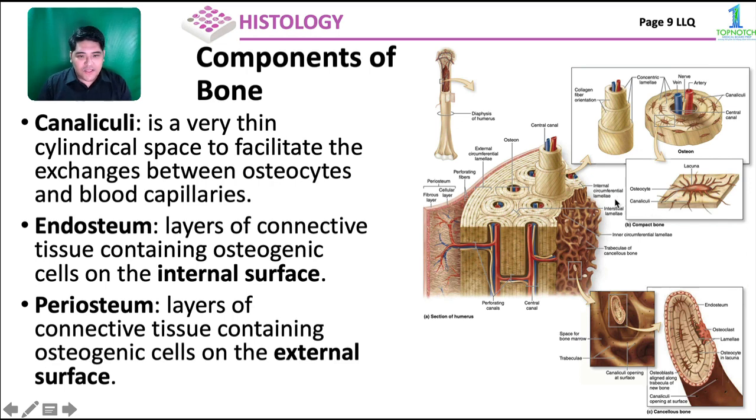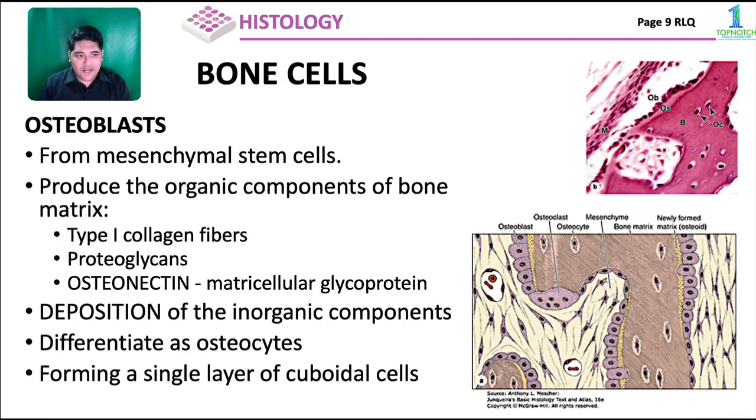Then you have your endosteum. Endosteum, layers of connective tissue on the internal surface. So, the internal surface of the bone, let's zoom in, this is your endosteum. Okay, and then the outer, external surface, is your periosteum. So important vocab: canaliculi, endosteum inside, periosteum externally.